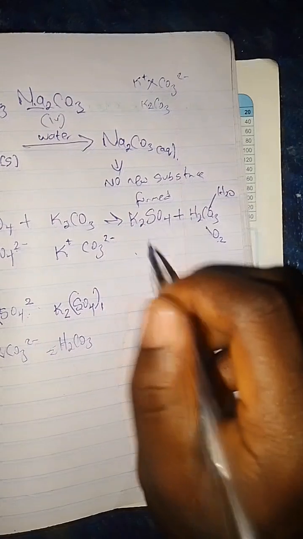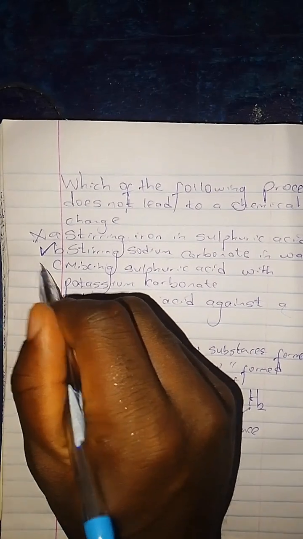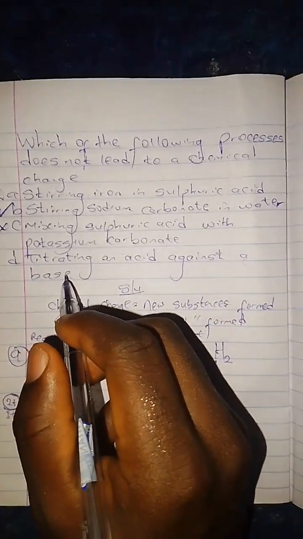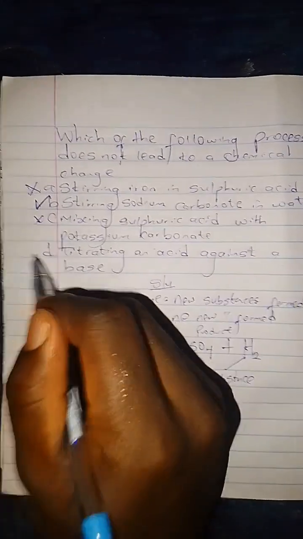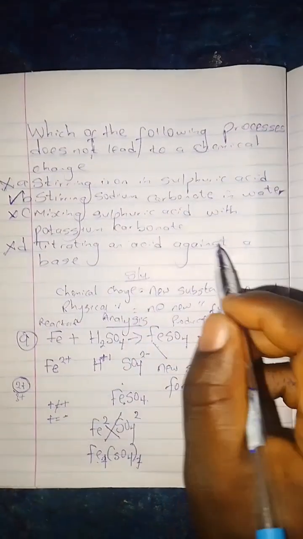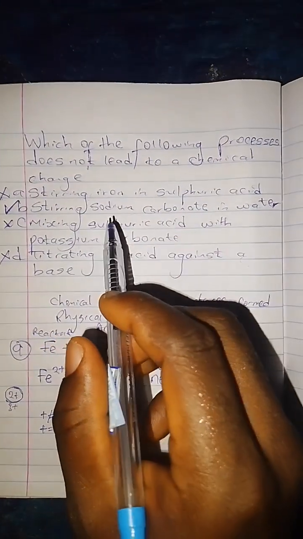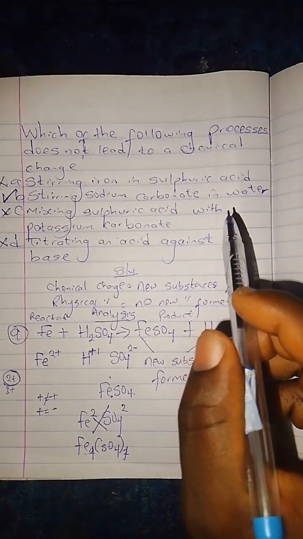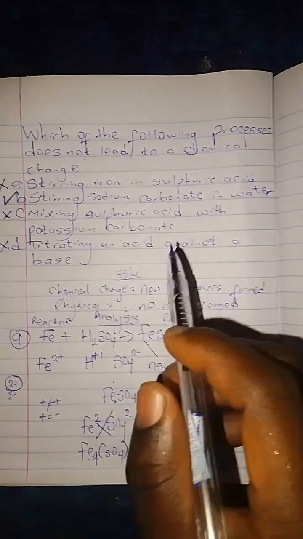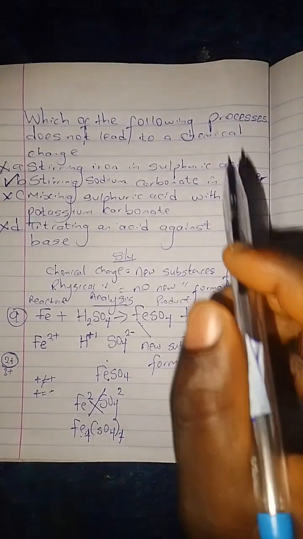Now quickly moving on to D. Take note, in this context, is there any new substance formed? Yes, new substances are formed, so this cannot be our answer. Now moving on, titrating an acid against a base. This one is easy, this cannot be our answer. Acid and base give salt and water, a whole new product is formed. So in this question, stirring sodium carbonate in water, no new substance is formed. It is not a chemical change, it is a physical change.